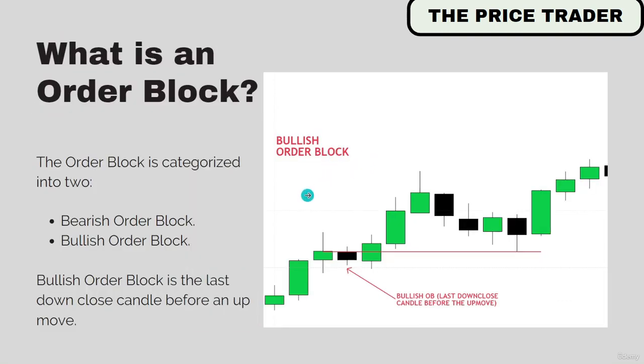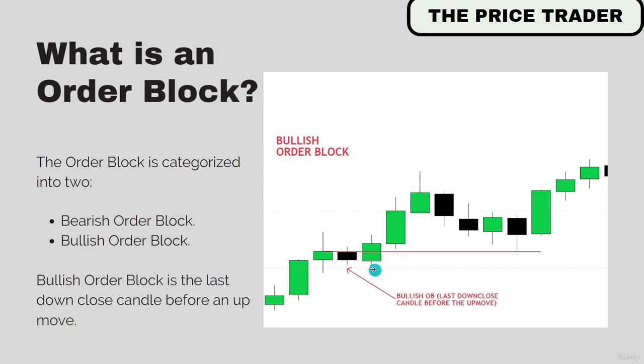So the bullish order block, on the other hand, is essentially just the opposite, but this one now sends prices higher into a bullish scenario. So the bullish order block is the last down close candle before an up move. So for instance, here we had this up move here. So this candle was the last down close candle before this market went higher here.